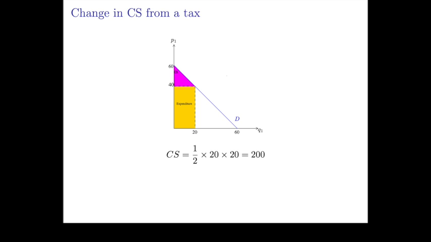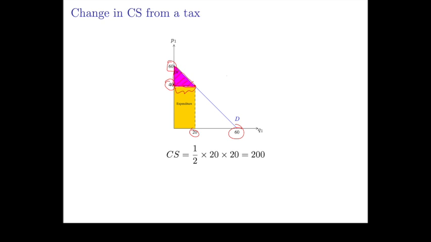So plotting our demand curve, remember the demand curve goes from the vertical intercept 60 to the horizontal intercept 60. If we plot that at the price 40, the demand as we solved was 20. So the consumer surplus is going to be the area of this triangle. This is after the tax. So we need to calculate the area of this triangle to calculate the consumer surplus after the tax has been imposed.